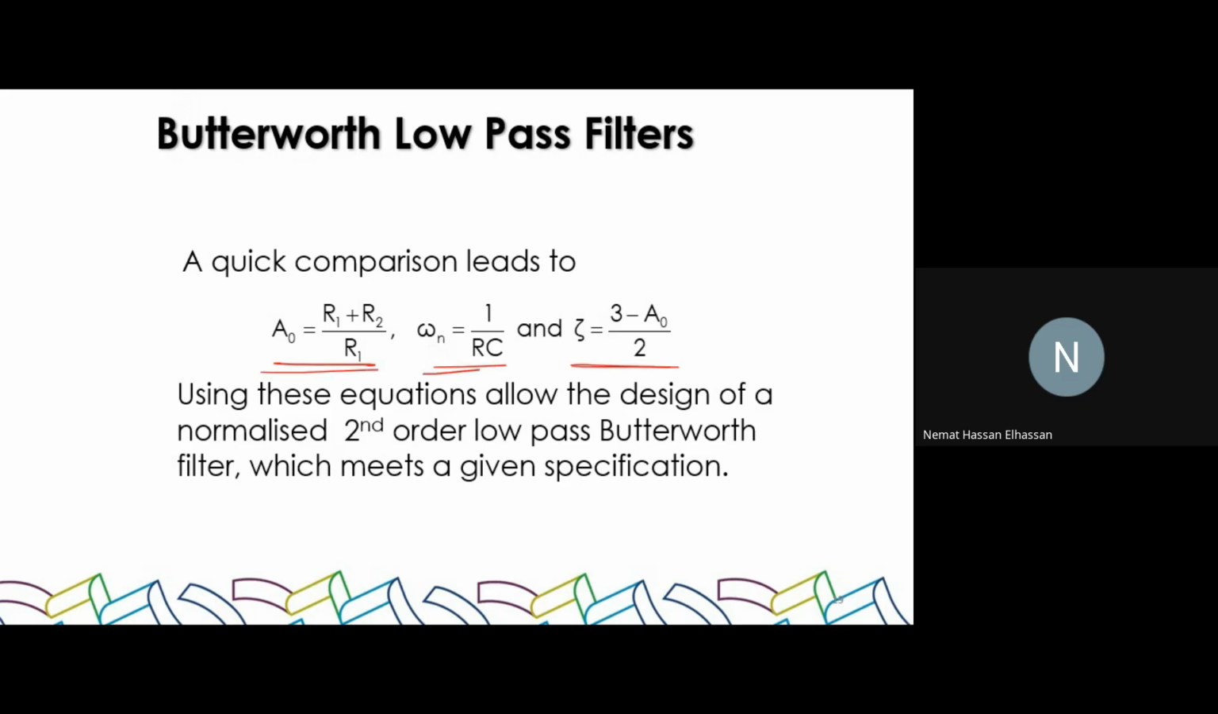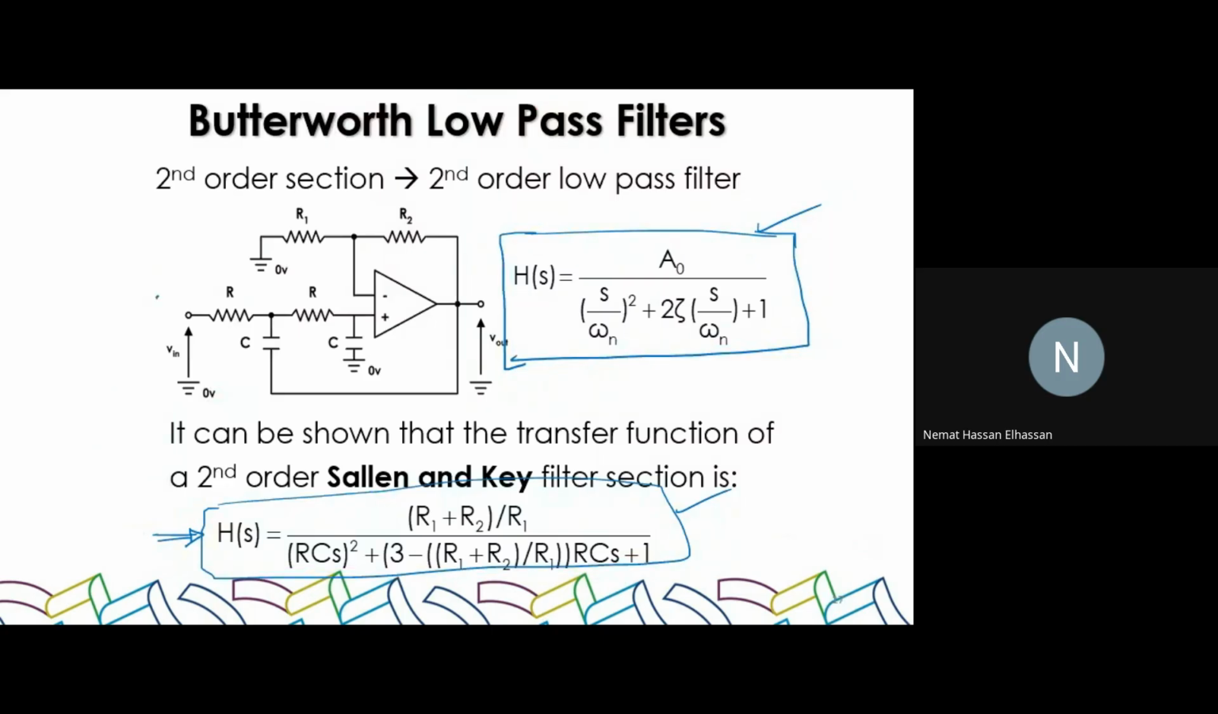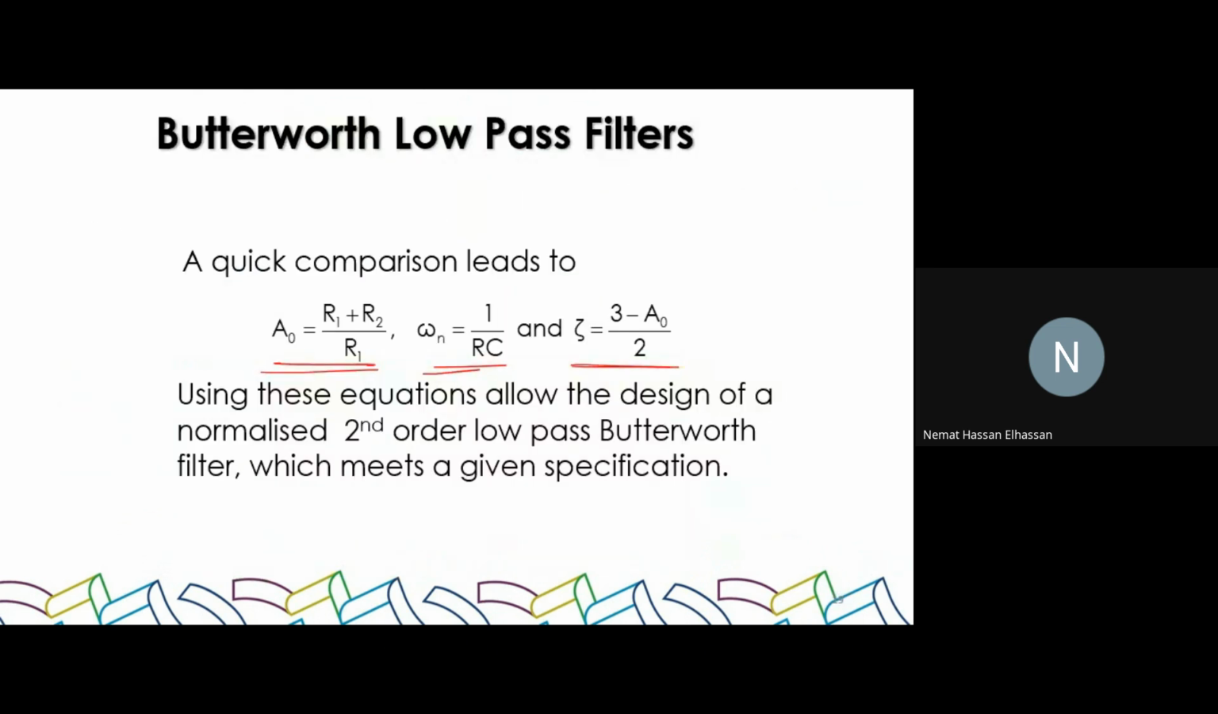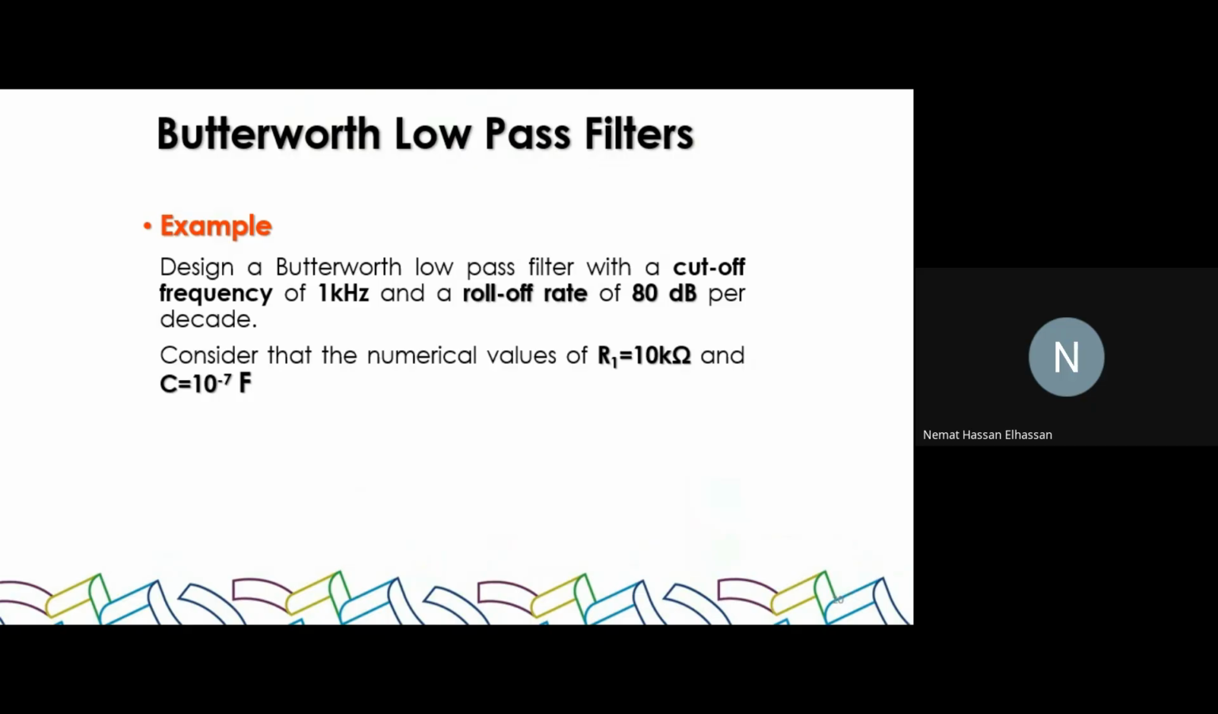And remember, these three equations are only applicable to this type of circuit diagram, right? Let's remember that in this circuit, the Sallen-Key second order section, gain, frequency, and damping ratio all have equations that can link them to the component values. Clear? With that in mind, let's try and solve a problem.